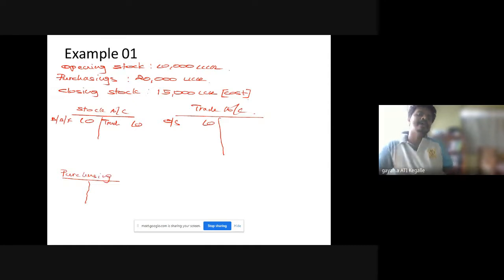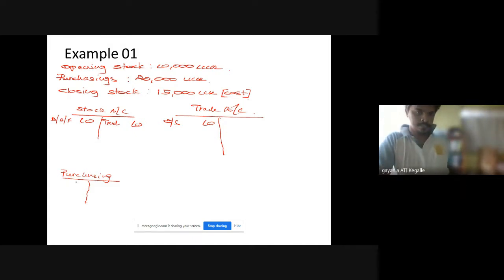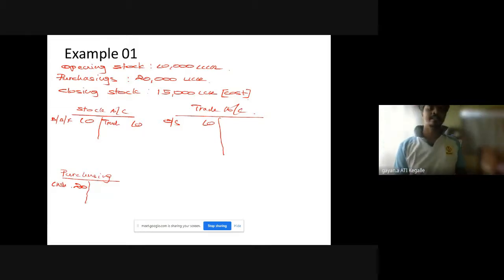Let's say by cash. Then purchase account debit 20 as cash account credit. Then at the end of the period, we can transfer this amount to the trading account. 20. Then in the trading account we can put purchasings 20.